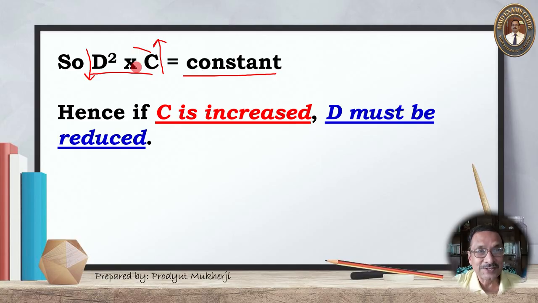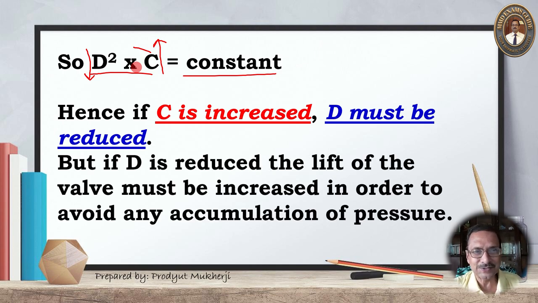But if the D is reduced, the area of flow of the steam will get reduced, so pressure will accumulate. So the lift has to be increased. So the D is reduced, the lift of the valve has to be increased, as the C is increased. As we saw, the value of C increases depending on the type of safety valve.